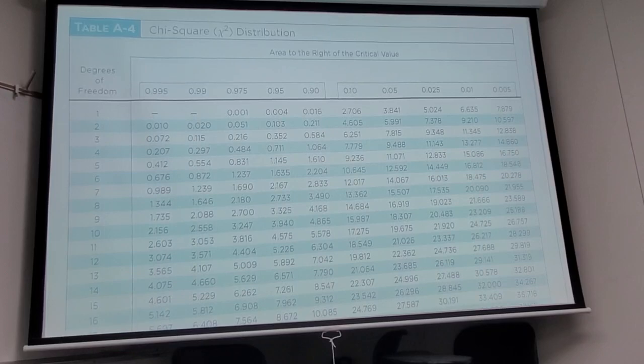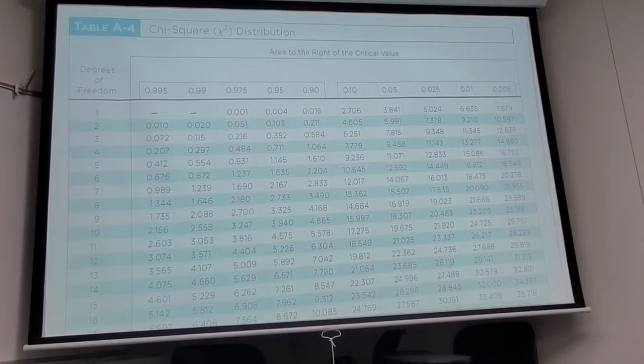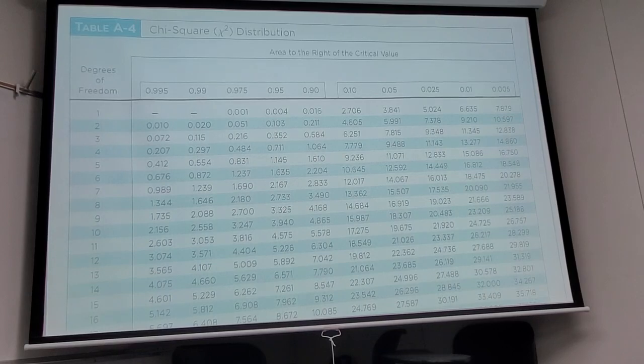Can anybody remember for a 95% confidence interval, what were the Z-scores? 1.96.